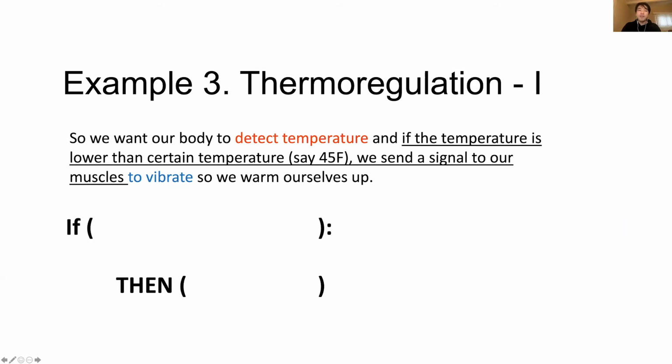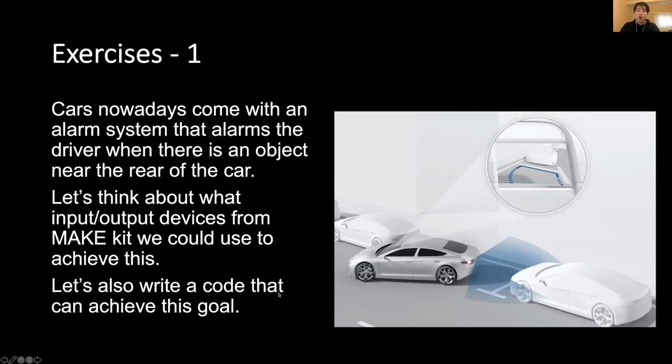So the if-then statement will be: if temperature is less than 45 Fahrenheit, for example, it doesn't have to be 45, then activate our muscles. Very simple, right? And that code is in our brain, and that temperature changes depending on our situation, okay? That's why when you get sick, you shiver even though the temperature is not as low, because that changes depending on your situation. But anyway, moving on.